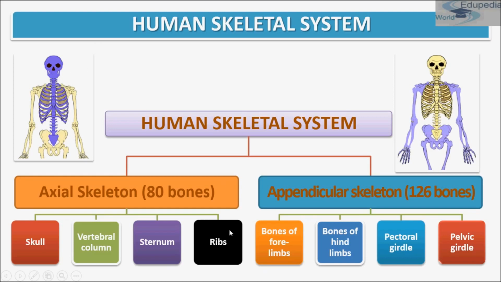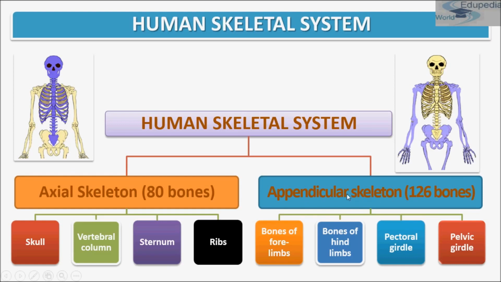And then last come the ribs. There are 12 pairs of arched circular bones present in the thorax. See, these are the ribs. These are 12 in number, or you can say they are 12 pairs. And the ribs are of 3 types: true ribs, false ribs and floating ribs, which I have already taught you.